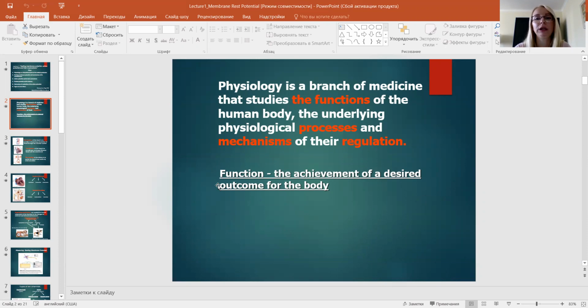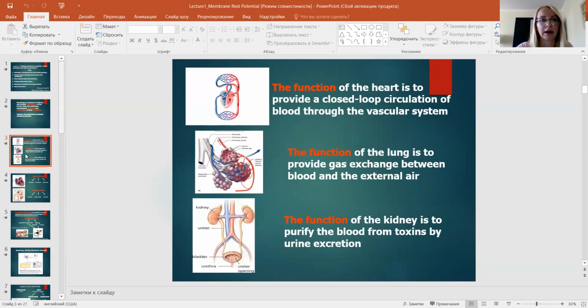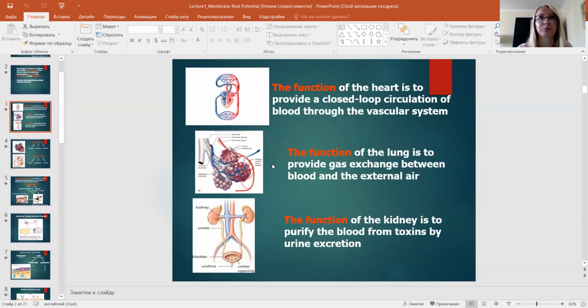Let's explain three important terms that are explaining physiology. These are function, underlying processes, and regulating mechanisms. So function can be defined as the achievement of a desired outcome for the body. So let's have a few examples.